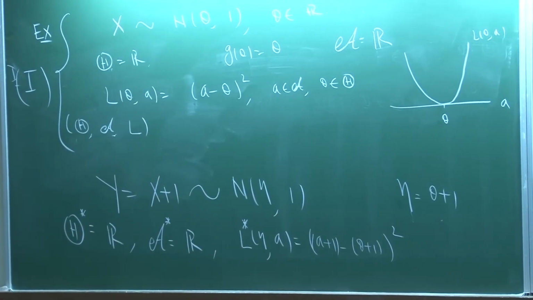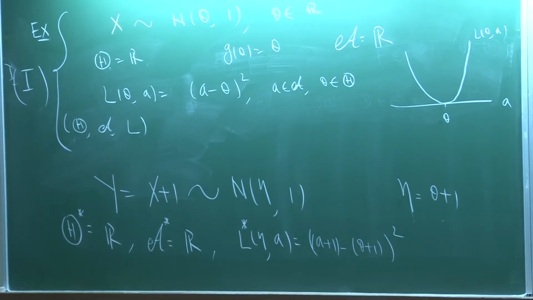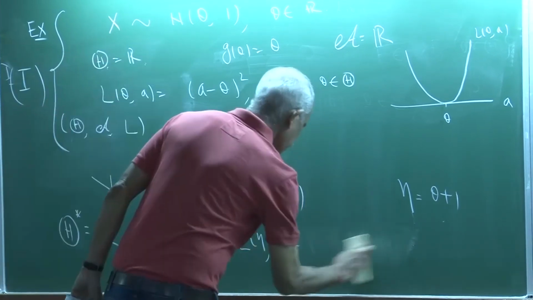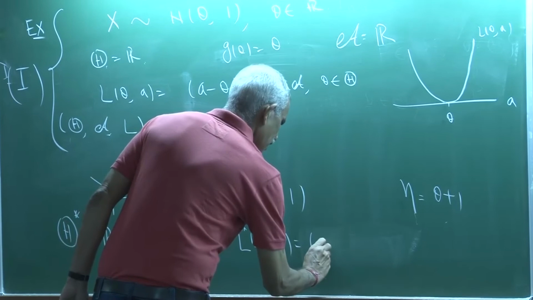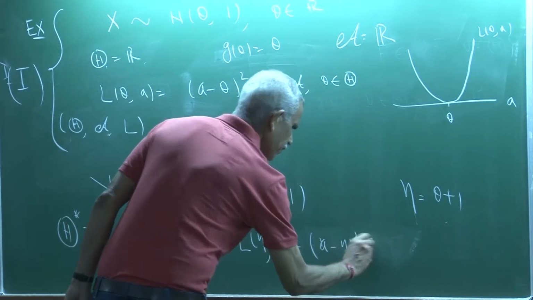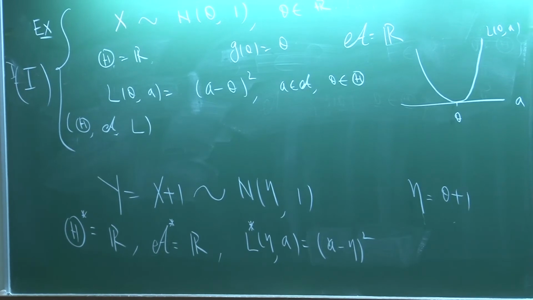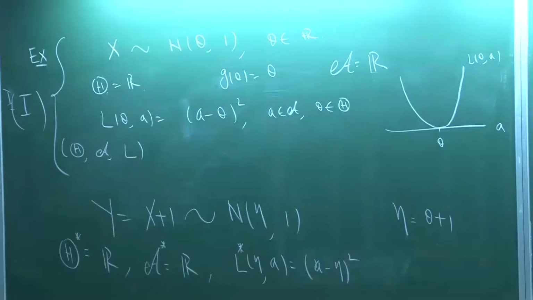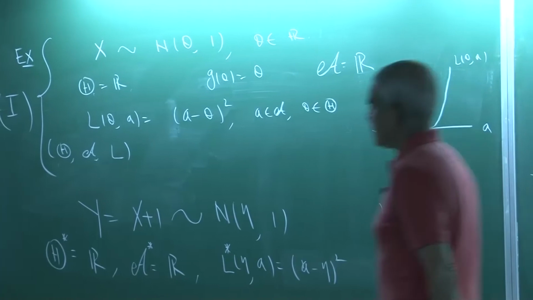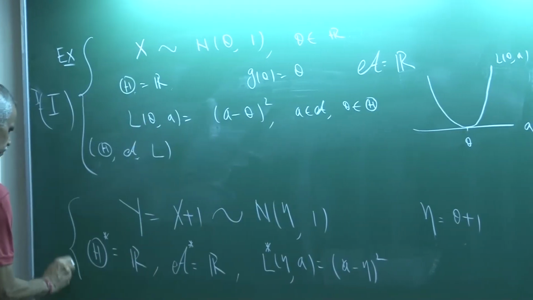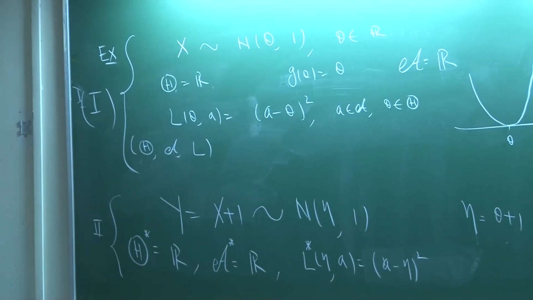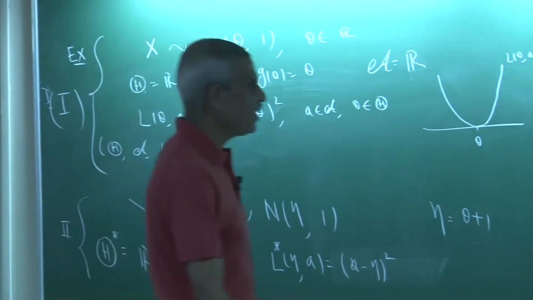So this is what my L star eta A becomes. So let us consider, or in other words, I can consider A minus eta whole square. That is what my loss function is. So what is happening over here? This is scenario 2. So what is happening under scenario 1 and scenario 2?